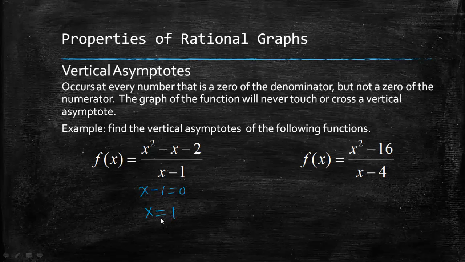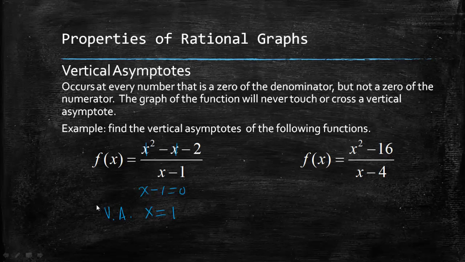And then the next step was to take this x and check it in the numerator to make sure that I don't get 0 in the numerator. So when I plug in 1 in the numerator, I get 1 squared minus 1 minus 2, and that gets you negative 2 in the numerator. So since I do not get a 0 in the numerator, this is my vertical asymptote.